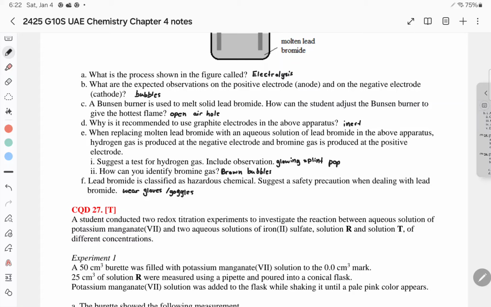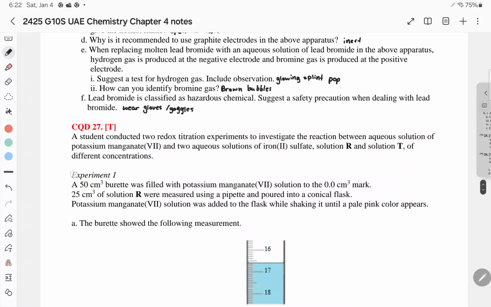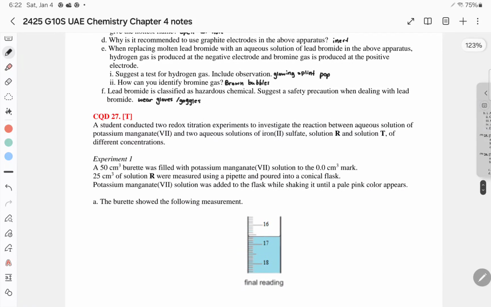You don't want to touch it since it's hazardous, and you don't want it bubbling into your eye because we know it's forming bubbles. We don't want the bubble to pop into your eye, so you have to wear gloves and goggles. Either one will give you the mark, but I prefer you write both. Now, last question for today.